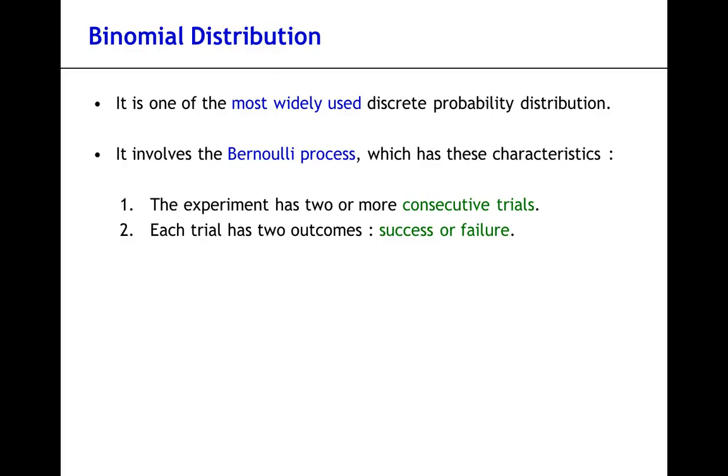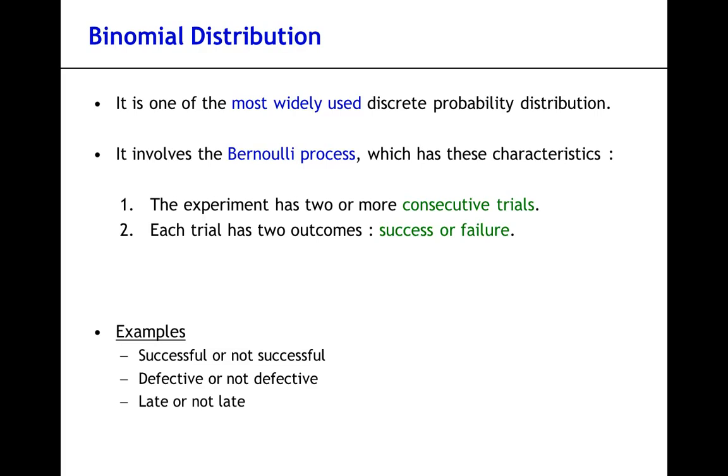Each trial has 2 possible outcomes, success or failure. For example, a sales pitch could be successful or unsuccessful. Manufacturing items could be either defective or not defective. Students going for a lecture could be late or not late. Or a respondent in a survey could be married or not married.